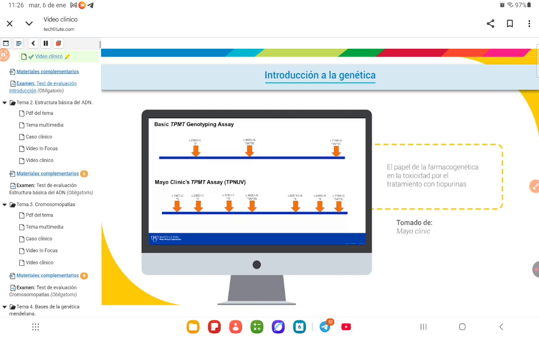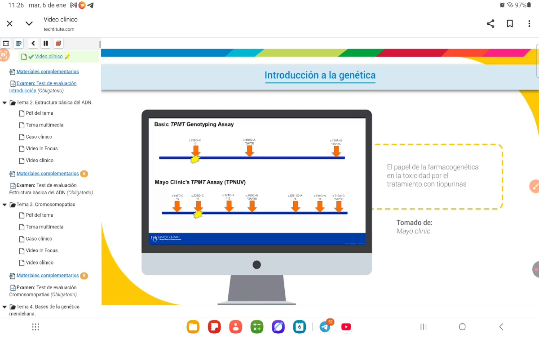In this example, there are two assays for TPMT. The one on the top of the screen detects variants at 3 positions, denoted by the orange arrows. The one on the bottom of the screen detects 7 variants, also denoted by orange arrows. The gene is represented by the blue line, with the orange arrows positioned approximately where they would be located within the gene.